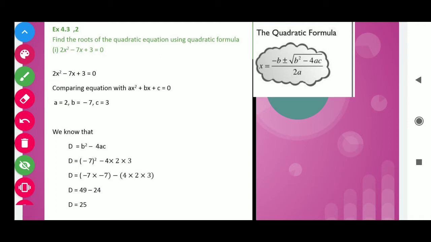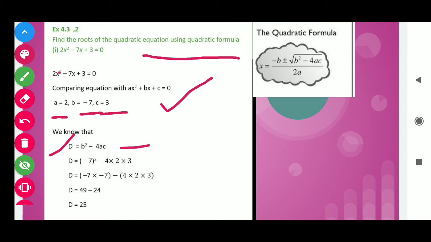Find the roots of the quadratic equation using the quadratic formula. First part is 2x squared minus 7x plus 3 is equal to 0. Students, we have to first compare with the standard form. On comparing, we get a is equal to 2, b is equal to minus 7 and c is equal to 3. Now, first we have to calculate this D. This D is known as the discriminant. So students, the formula of the discriminant is b squared minus 4ac.